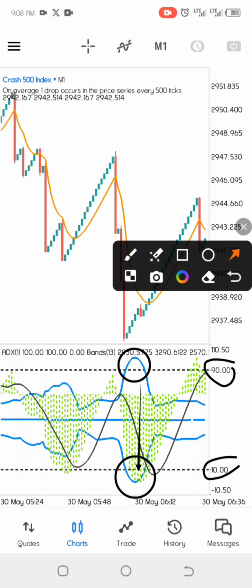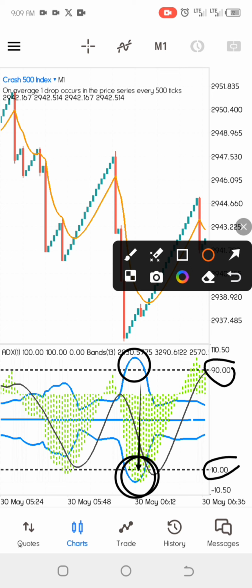Once we see that, the next thing we want to wait for is the MACD volume to also reach the 10 levels. The MACD is not supposed to hit the 90 levels, it just has to reach the 10 levels of the ADX.